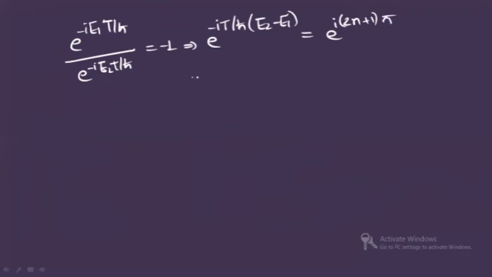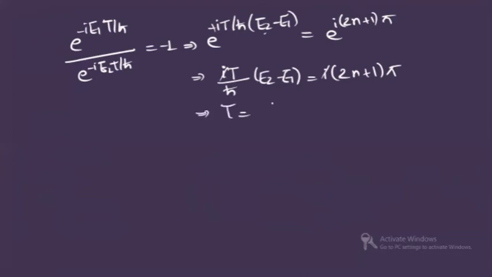Now when you equate the exponentials in this case, sorry, it will be positive, okay, because I am taking it by h cut E2 minus E1. All right, so when you eliminate the exponential, you will have T divided by h cut (E2 minus E1) equals i (2n plus 1) pi. I and i will get cancelled, right? From here capital T equals pi h cut (2n plus 1) divided by E2 minus E1.